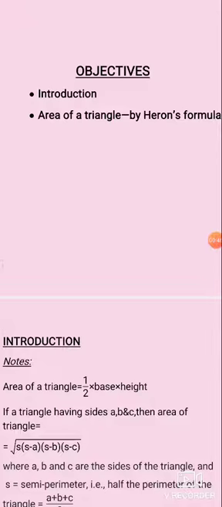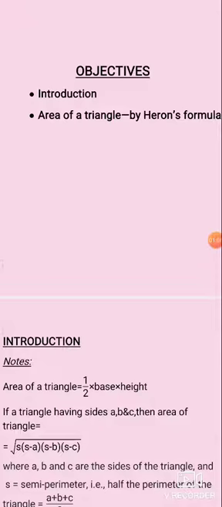All the sides are different in length. So consider one triangle having the sides A, B and C. That is a scalene triangle, different lengths are they. Then for the area of the triangle, there is one equation called Heron's formula.